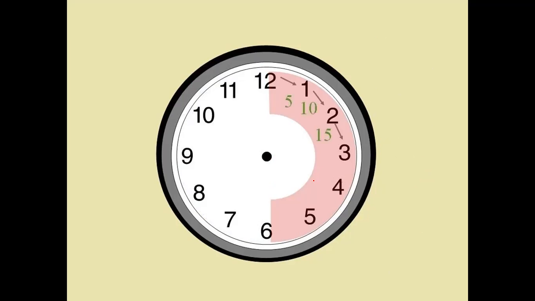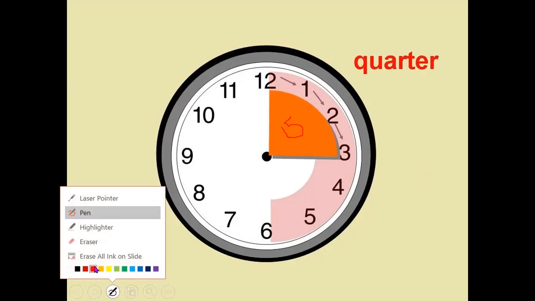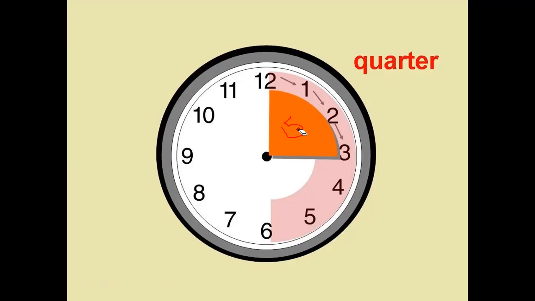Let's see how. When we count the minutes, it gives now 5, and plus 5 gives 10, 10 plus 5 gives 15. So we call this part a quarter. The quarter is 15 minutes. The quarter in an hour gives 15. Let's check this. 15 minutes means quarter.